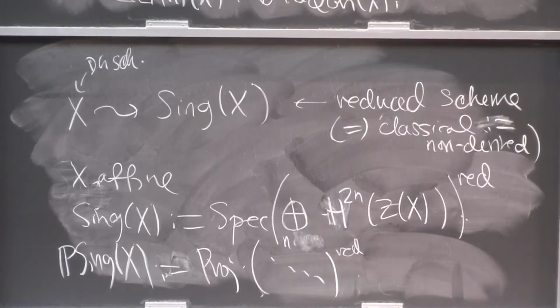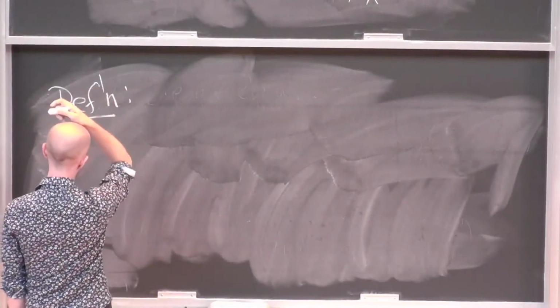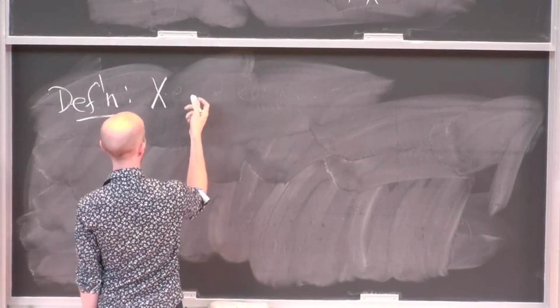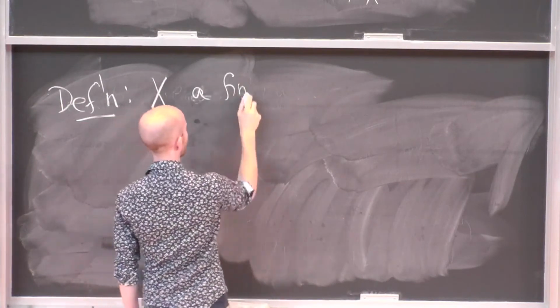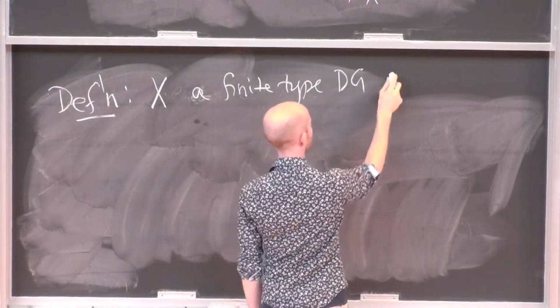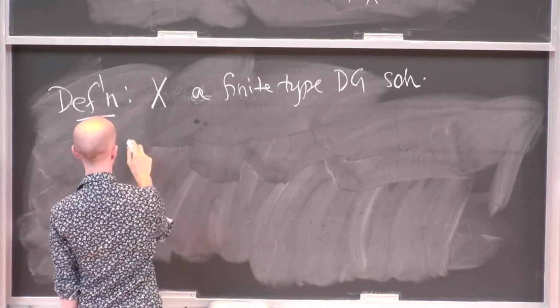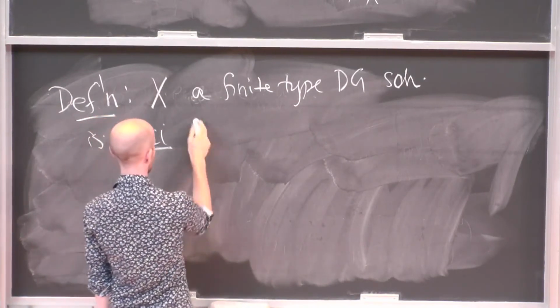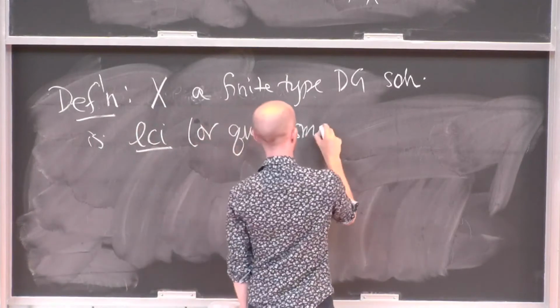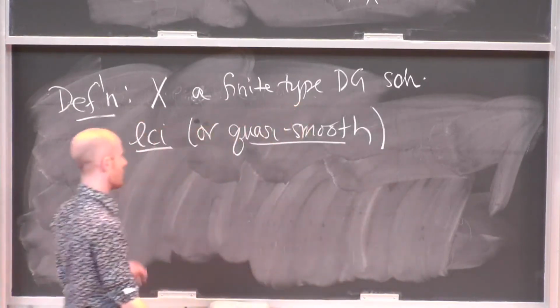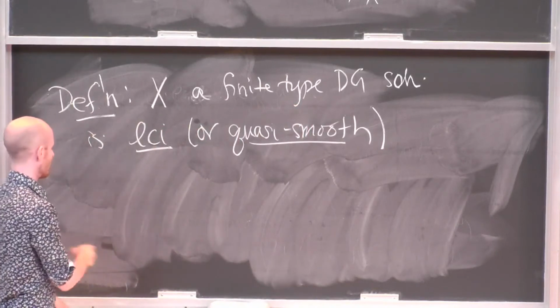OK, so the construction I'm going to give next I could probably do in more generality, but I don't want to. I'm going to give a key example in which this thing is very computable. Definition: a finite type DG scheme X is LCI, locally complete intersection. It's also commonly called, for instance in the Arinkin-Gaitsgory paper, quasi-smooth. But that phrase is a little ambiguous, and anyway, LCI is evocative enough.